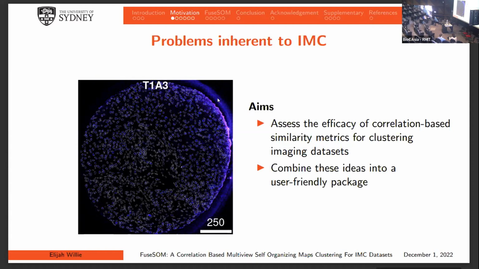And when you use distances, you have to be careful because, for example, using Euclidean might weight these bright spots the same as every other cell, whereas some other distances might not. So we're trying to figure out a way this can be assessed for this kind of data. And so the aim of this project was to look at the efficacy of correlation-based metrics on these and combine these ideas into a package that's freely available for people to use.